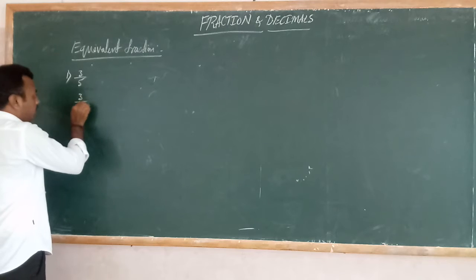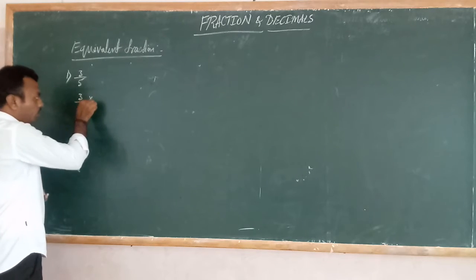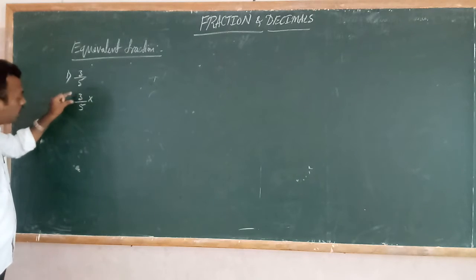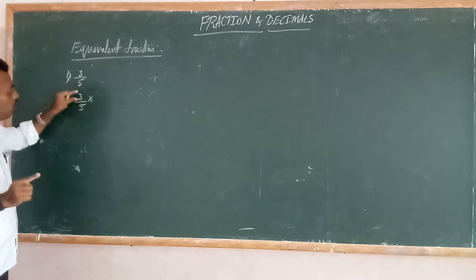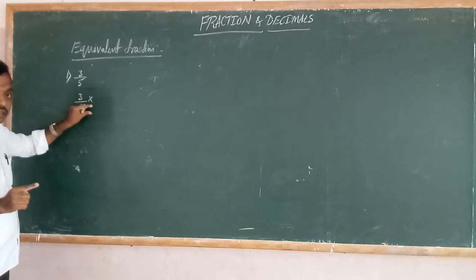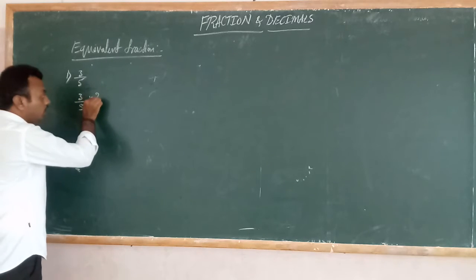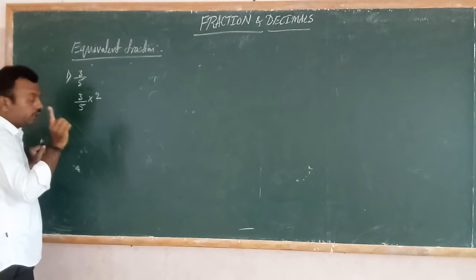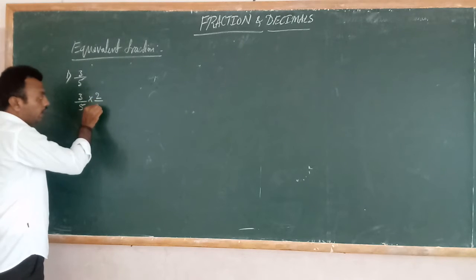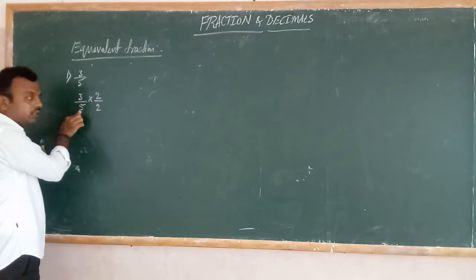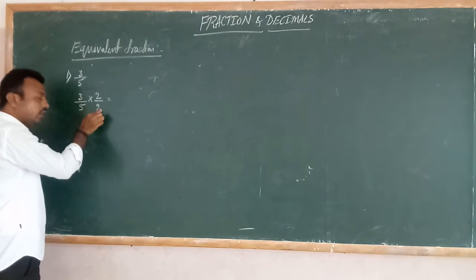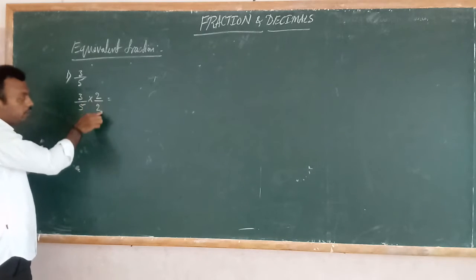Okay students, how? Very simple. Write 3 by 5. We have to multiply the numerator and the denominator by the same number. We can take any positive number, except 1. Okay students, don't take 1. I will take 2: multiply the numerator by 2 and also the denominator by 2. If you take 3 here, here also 3. If you take 100, here also 100. Whichever number you take, you have to multiply both by the same number.